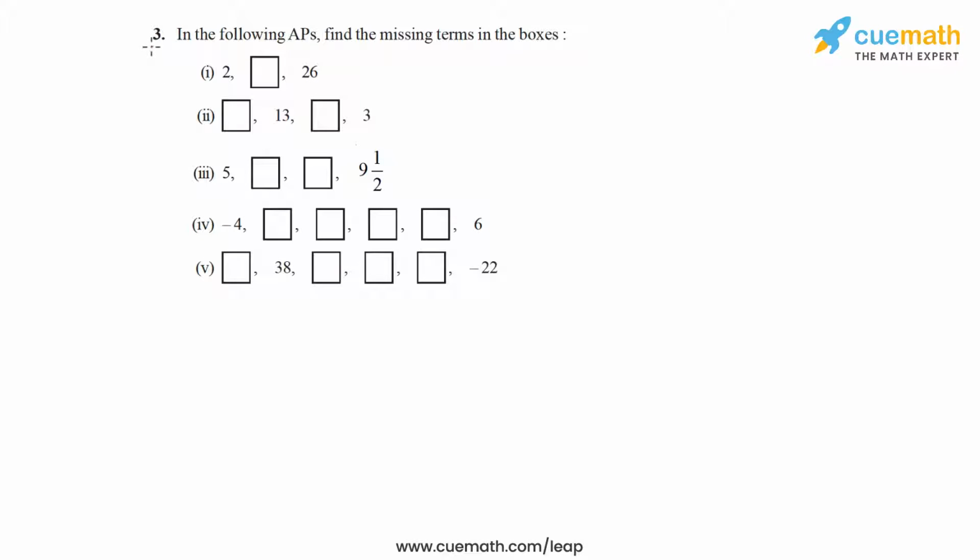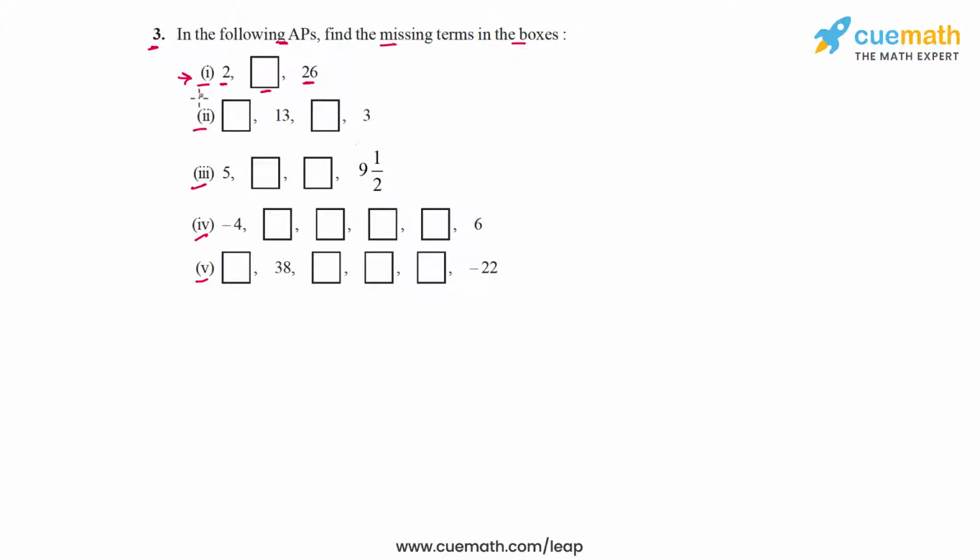The problem statement in question 3 of this exercise is as follows. In the following APs, find the missing terms in the boxes. So we have these 5 APs, but some terms of the APs are missing. For example, in the first part, we have this AP where the first term and the third term are given, but we have to find the second term. And similarly, each of the other parts has to be solved.